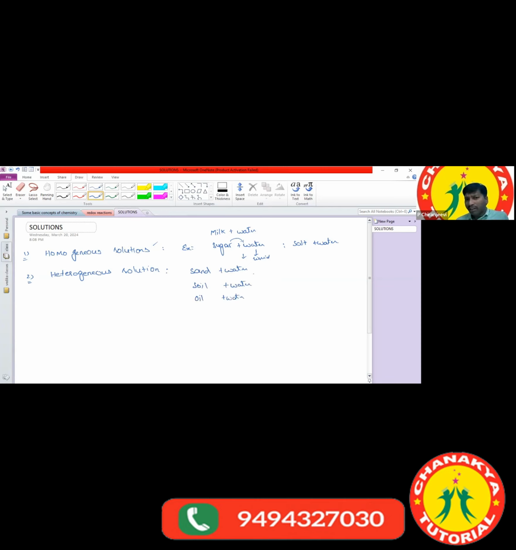If you place sand particles in water, it is not possible to dissolve, right? So we can observe sand and water separately, because sand undergoes the sedimentation process, and soil also undergoes the sedimentation process. When it undergoes sedimentation, in the mixture we can observe two layers. Whenever it is possible to find two different layers, that kind of solution we call a heterogeneous solution.